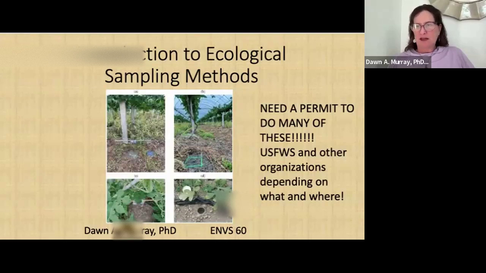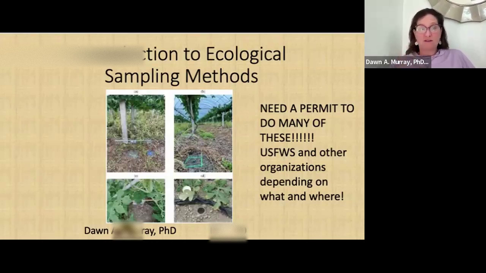Many of the sampling methods I'm going to talk about today, you need a permit to do them. So the U.S. Fish and Wildlife Service issues permits for activities that affect native, endangered, and threatened species, migratory birds, and other protected wildlife and plants. The National Marine Fisheries Service, NMFS, but we call it NIMFS. They handle permits related to endangered, threatened, and marine mammal species in aquatic environments.